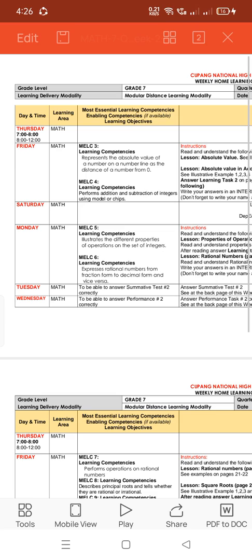On Friday, we have MELC 3 learning competency: represent the absolute value of a number on a number line as the distance of the number from 0. MELC 4 learning competency: perform addition and subtraction of integers using models such as chips.